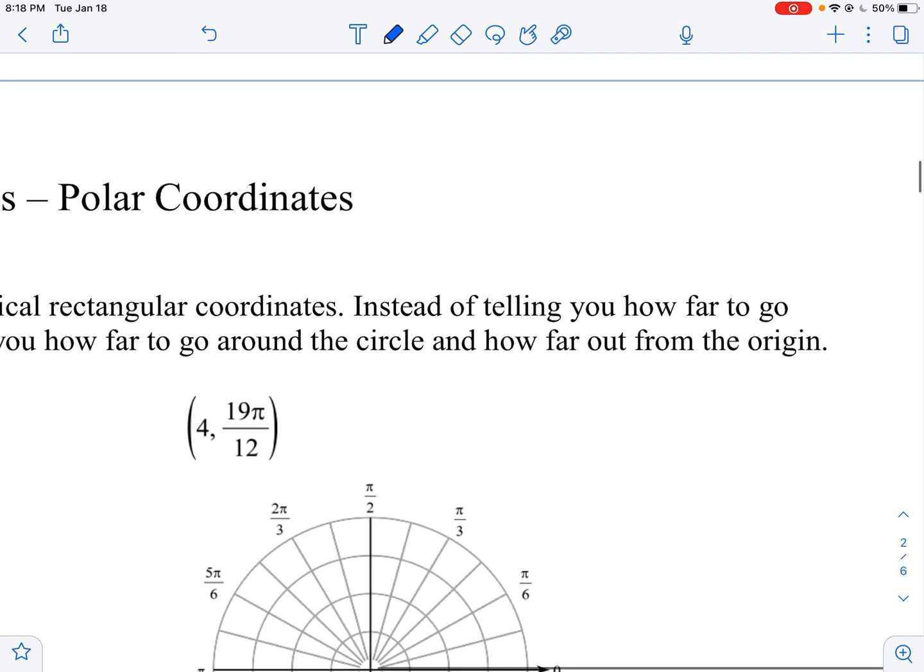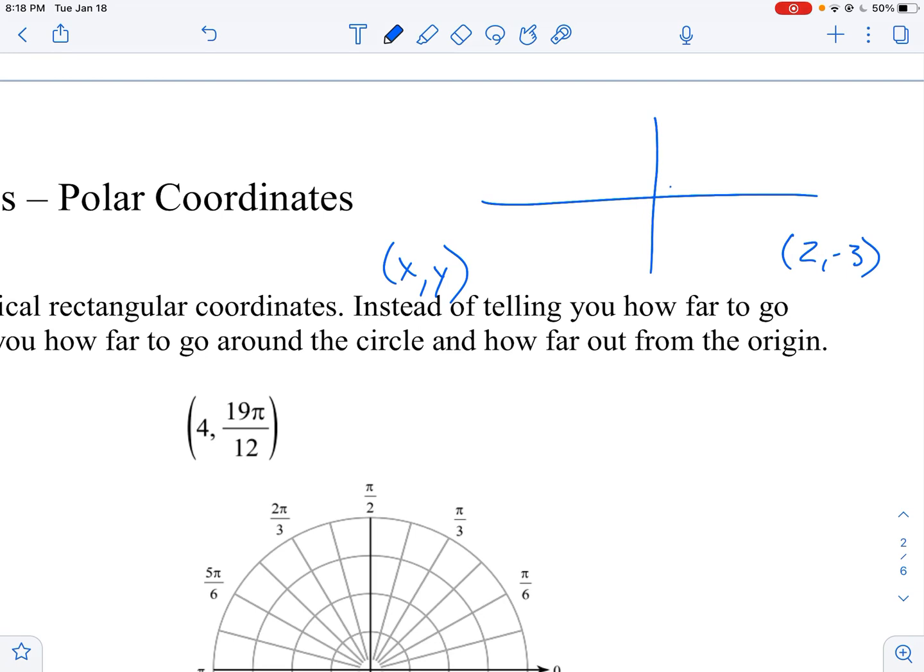So you know how normally on a coordinate grid we have an XY pair? The x tells you how far to go horizontally, and the y tells you how much to go vertically. These are called rectangular coordinates. So if I had the point (2, -3), I'd go right 2 and down 3, and that'd be my point. Polar coordinates are not this.